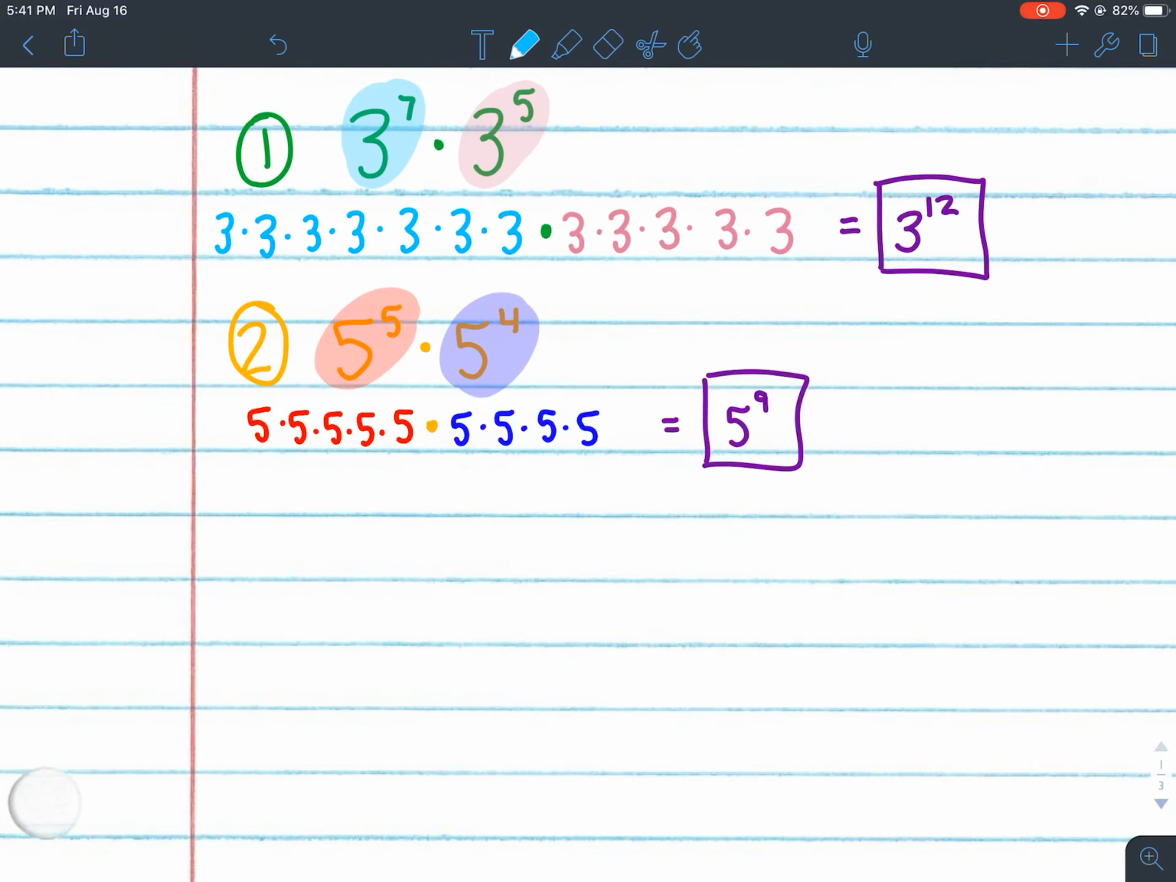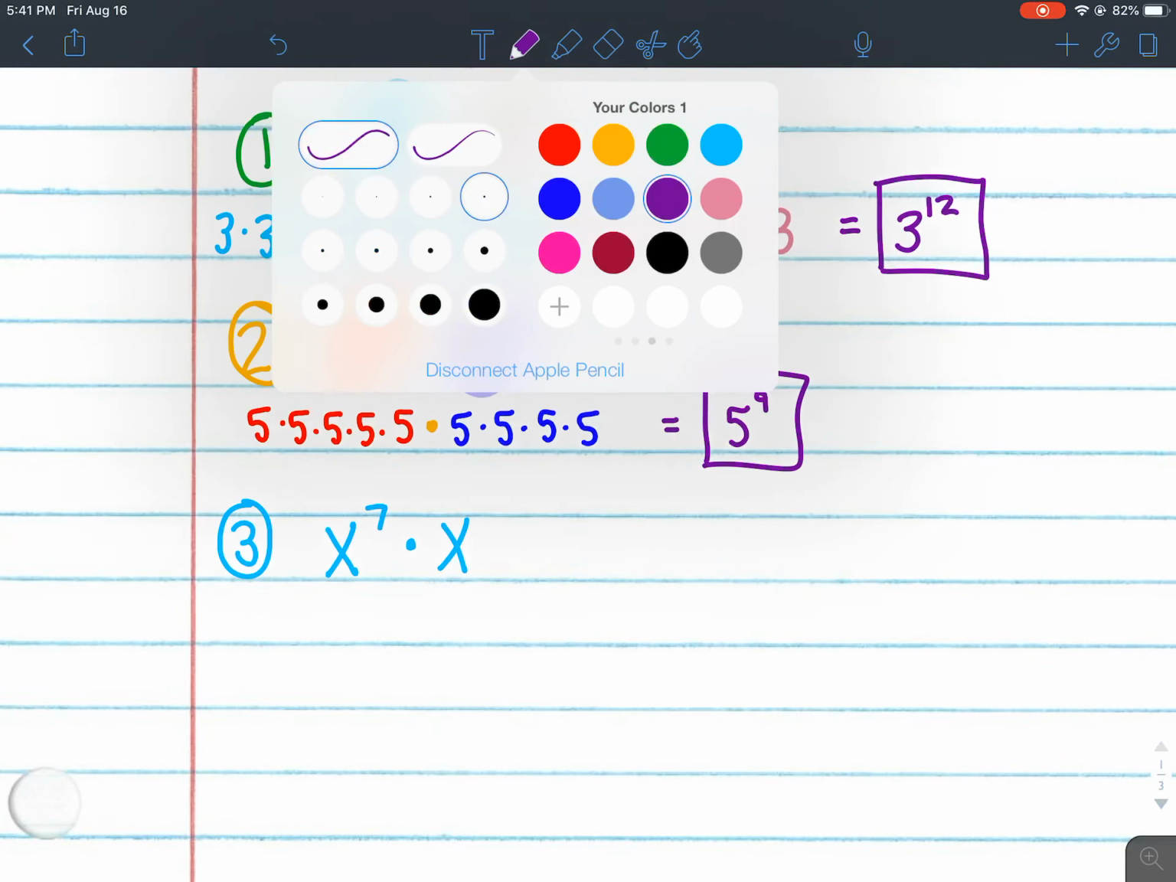Okay, so let's build on that. Let's go ahead and keep going. We're going to keep going where it's going to get a little tougher. So here I'm going to use variables. So I have x to the 7th times x to the 5th. All right, so this one's a little bit different. Actually, that's also similar to the previous one. Let's do x to the 3rd then.